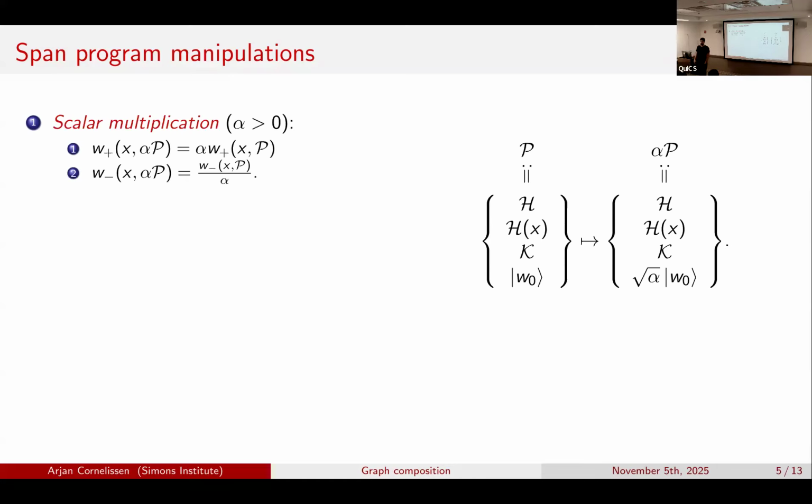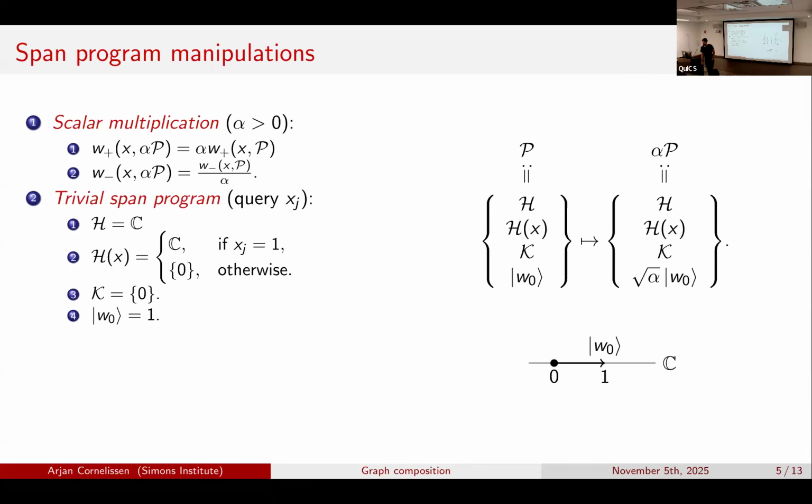And what you end up doing then, in this rescale with span program, is multiplying the positive witness size with the constant, but at the same time you're dividing the negative witness with the constant. So somehow you can always do some kind of rebalancing of the positive and negative witnesses. You can always multiply the positive witnesses with something as long as you divide the negative witnesses with the same.